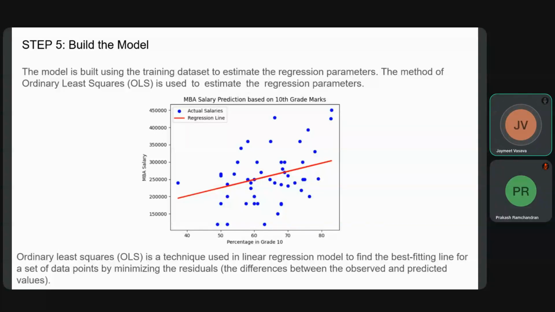Let's say we are trying to predict the salary of an MBA graduate based on what marks they got in their 10th standard. When we plot the graph, you can see that there are different numbers being plotted, denoted by the actual salaries, and then there is a line called the regression line. When we use a linear regression model, that line is supposed to be as near as possible to all the points that are showing up.